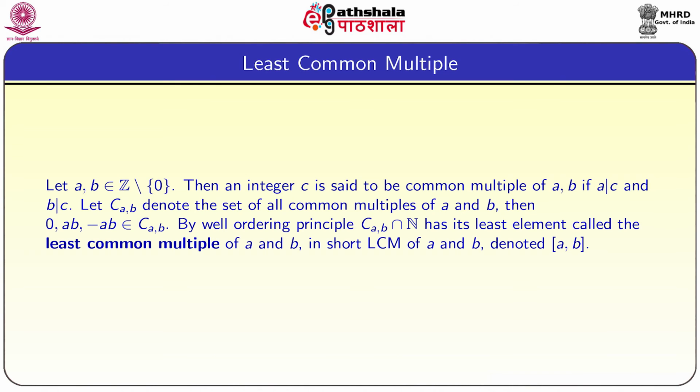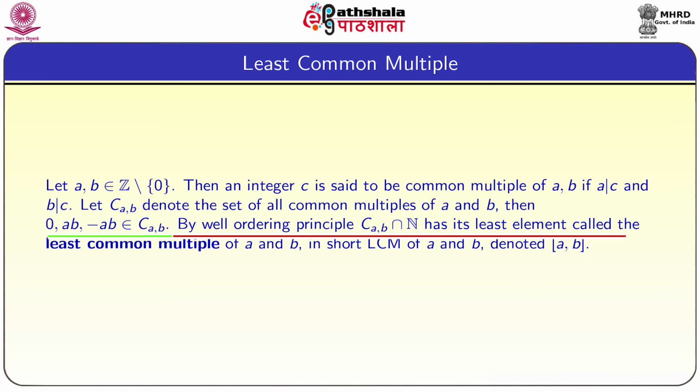Now we will define the least common multiple of two integers. Let a, b belong to Z minus 0, that means both are non-zero integers. Then an integer c is said to be a common multiple of a, b if a divides c as well as b divides c. Let C(ab) denote the set of all common multiples of a, b. Then it is easy to see that 0 belongs to C(ab), because every number divides 0. So a divides 0 as well as b divides 0. ab is obviously divisible by both a as well as b, and -ab is also divisible by both a as well as b. So 0, ab, -ab belong to C(ab).